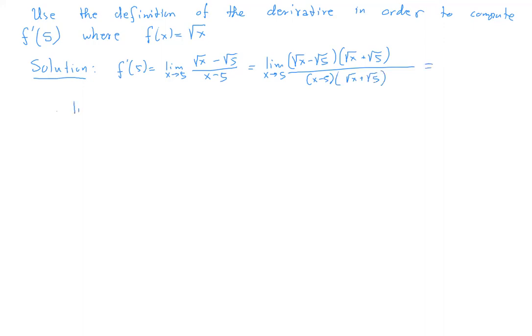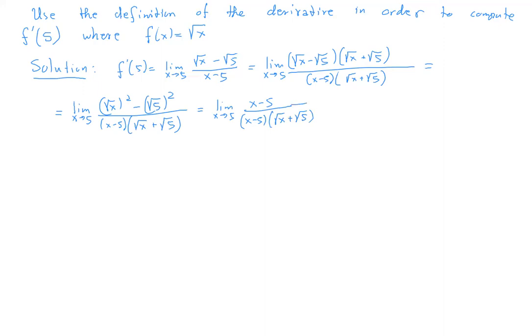And this is square root of x squared minus square root of 5 squared divided by x minus 5 times square root of x plus square root of 5, which is going to be the limit as x tends to 5 of x minus 5 over x minus 5 times square root of x plus square root of 5. And here's where we will have a cancellation.